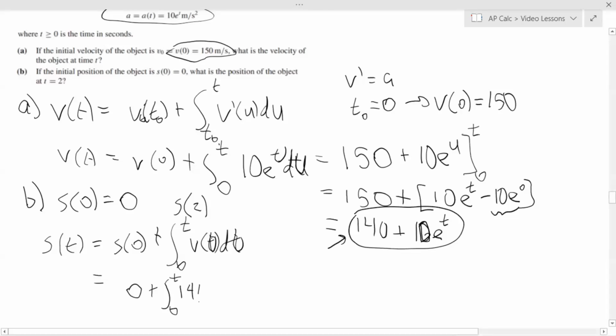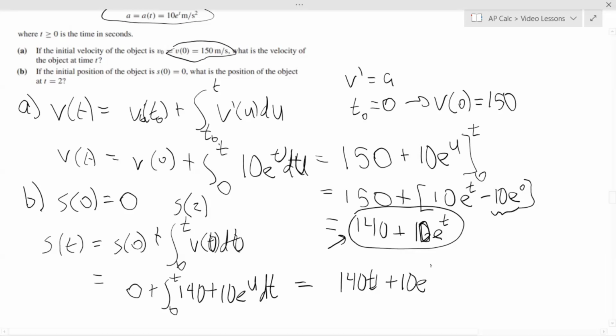So 140 plus 10 e to the u du. Now this is equal to, well, the 0 would go away. We've got to take the antiderivative, which is 140 u plus 10 e to the u. We're going to evaluate it at 0 and t.